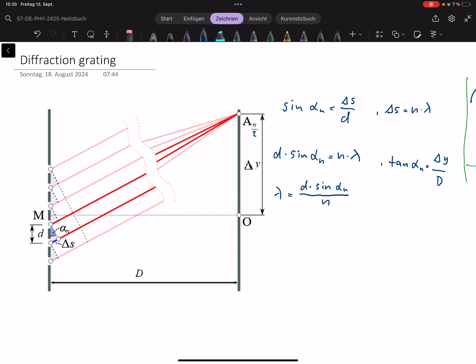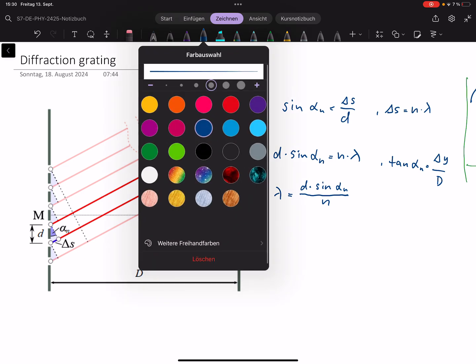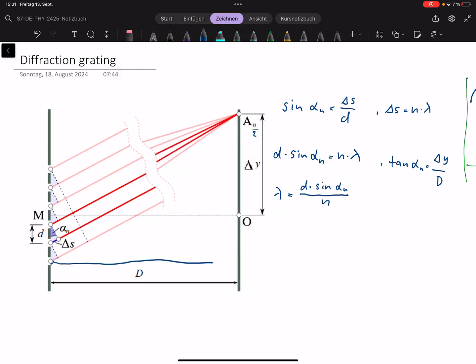Now we've got a different triangle here, which is this one, where we've got the alpha here. Well, it should be somewhere in the middle. It makes no sense down here. But the delta y is the same anyway. So, yeah, we've got this triangle here, basically.